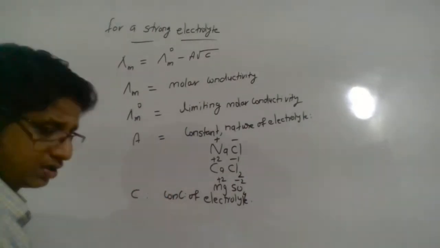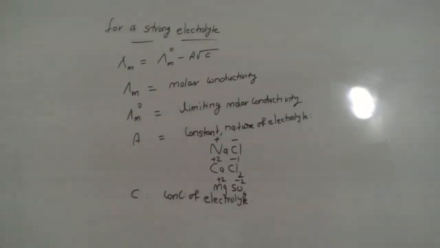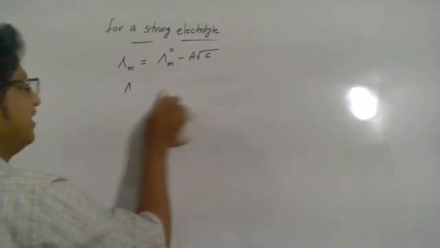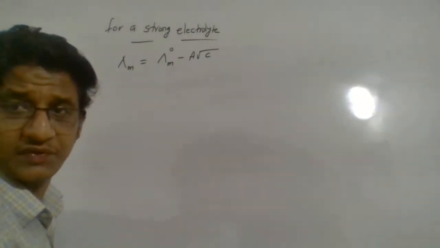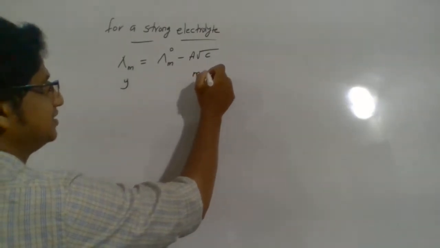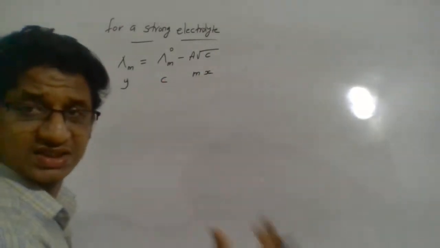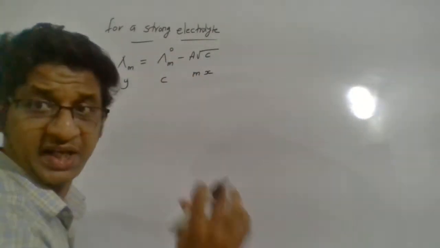Now let us think about a graph. If you plot a graph between lambda m versus root c, you can see this is the equation for a straight line, y equals mx plus c, where this is y, this is m, this is x, this is c. In such a format, you can see the minus sign is there, which means it will be a negative slope.